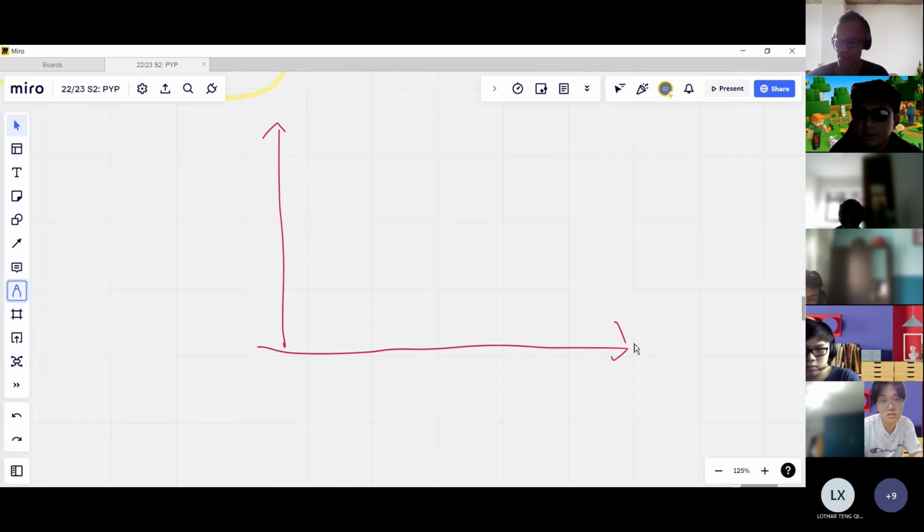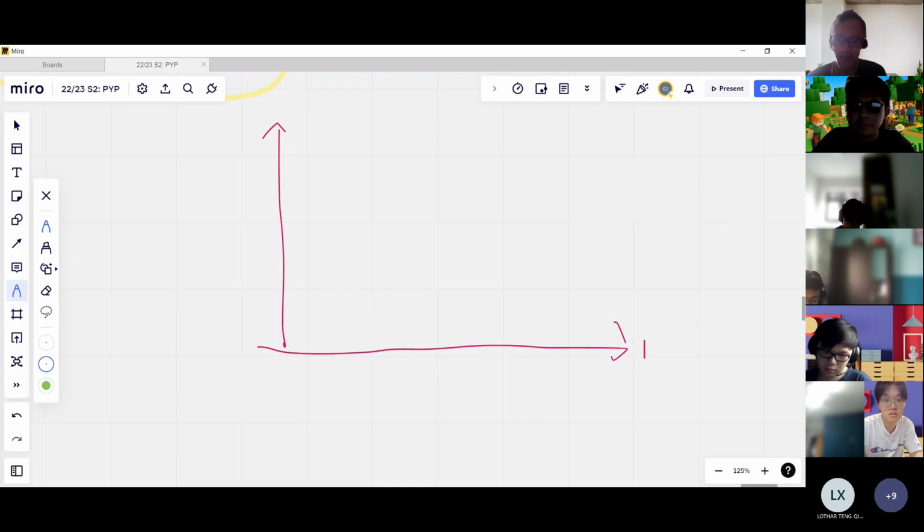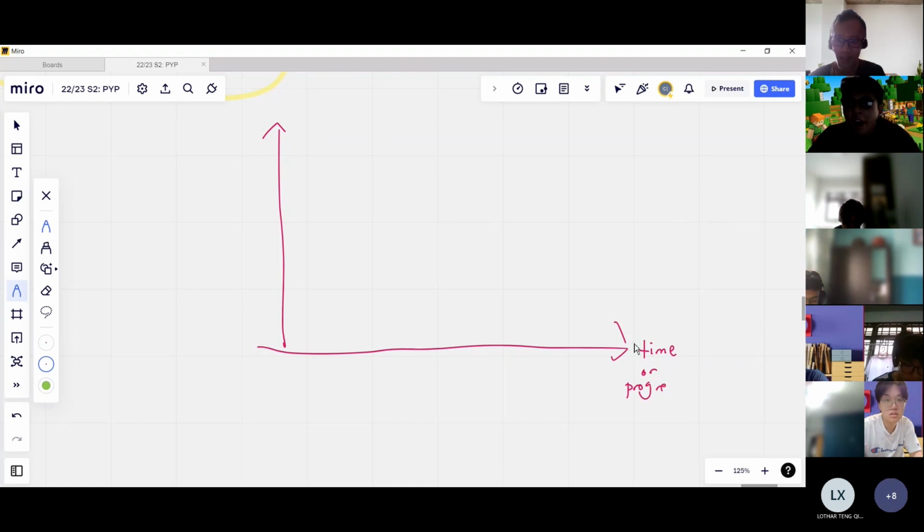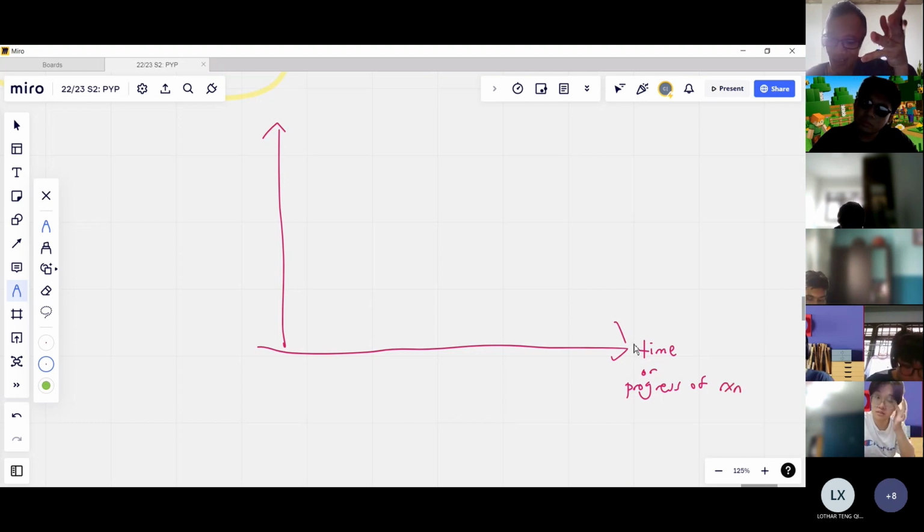Or progress of reaction. Let me just write it down. Guys, you're supposed to write all this in your exam answer. But of course, to me, writing time is easier. However, sometimes the question, you must also be versatile enough to recognize if your question uses the term progress of reaction. Make sure you understand that it's referring to time.